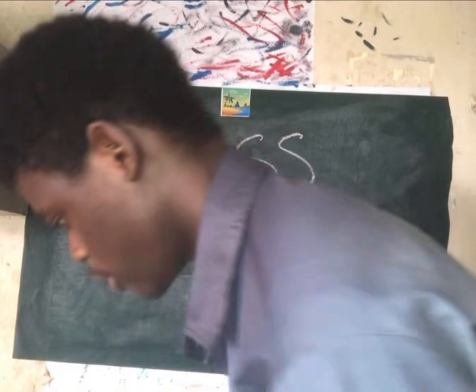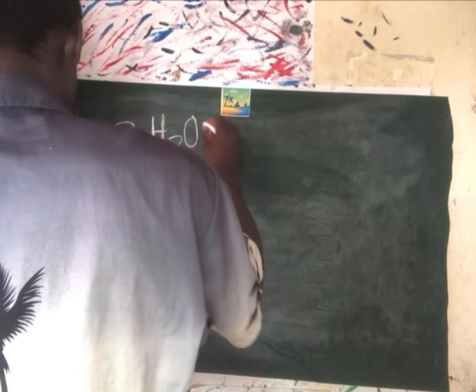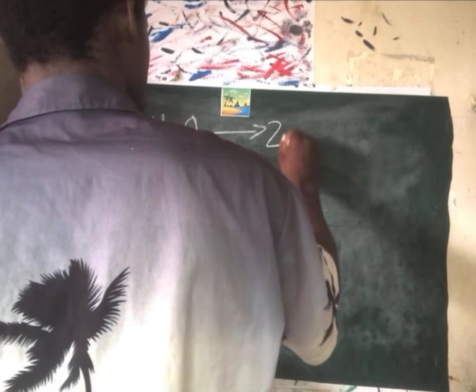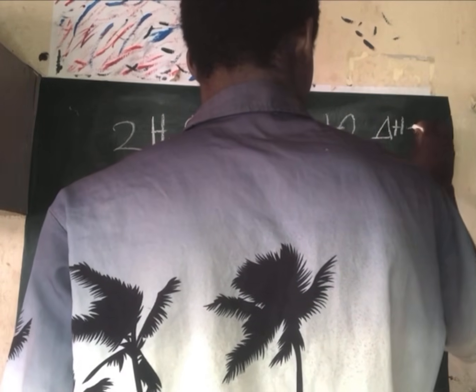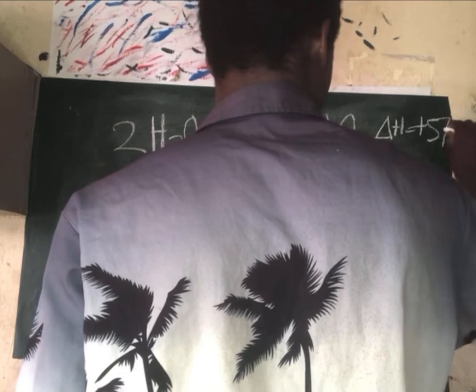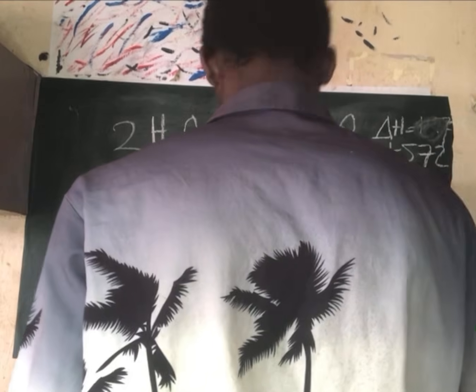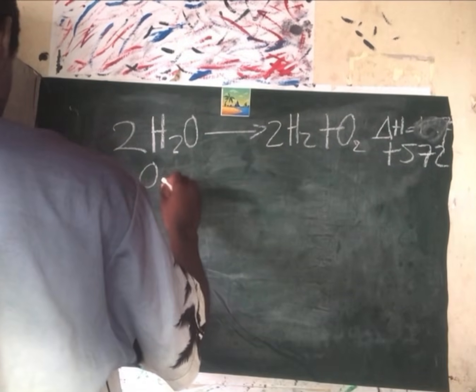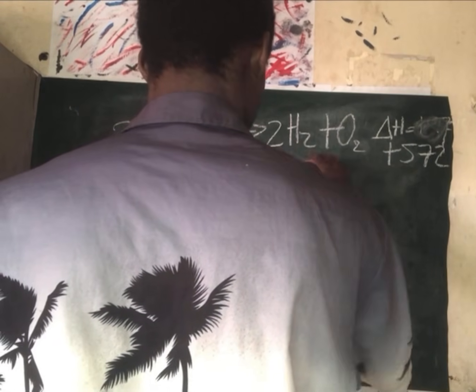So they gave us this question. They gave us this equation: 2H2O giving 2H2 plus O2, with the enthalpy of plus 572. And the second one: O2 giving 2O, with the enthalpy.